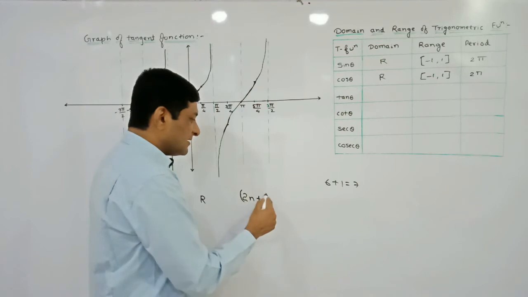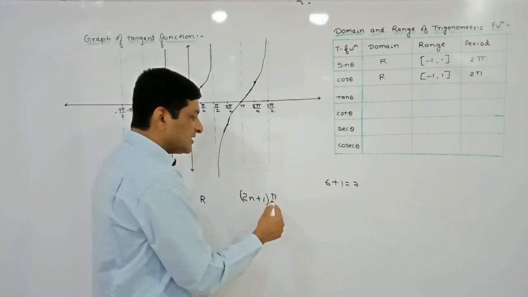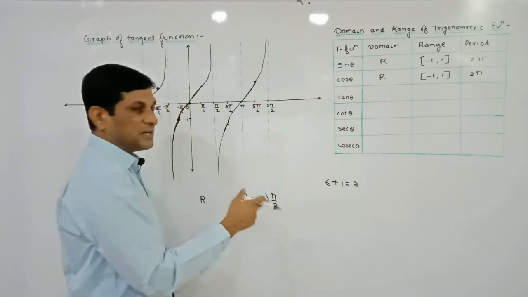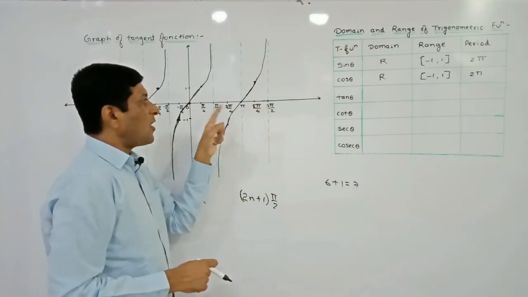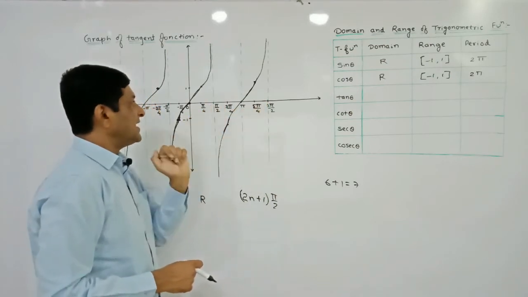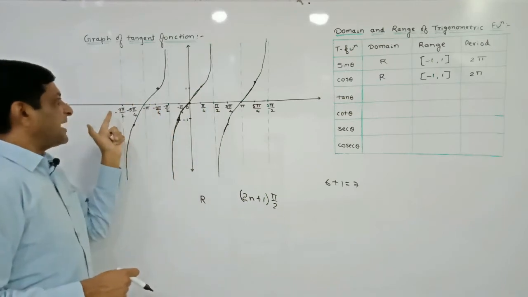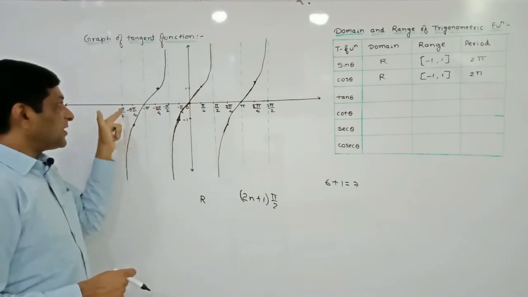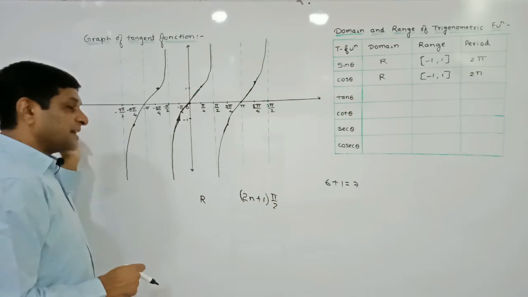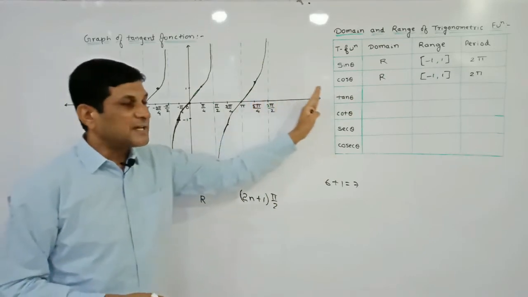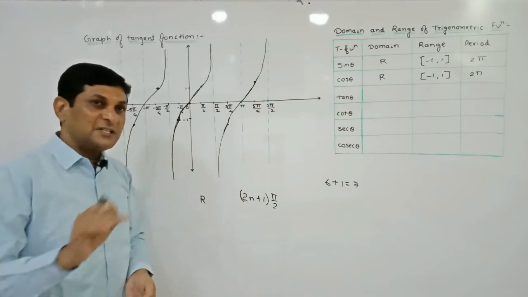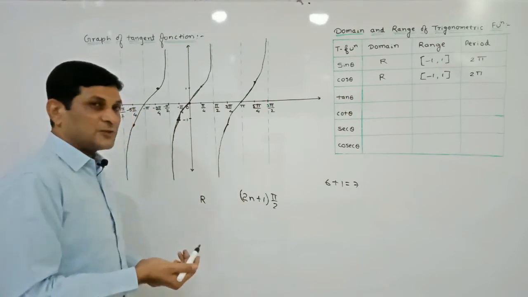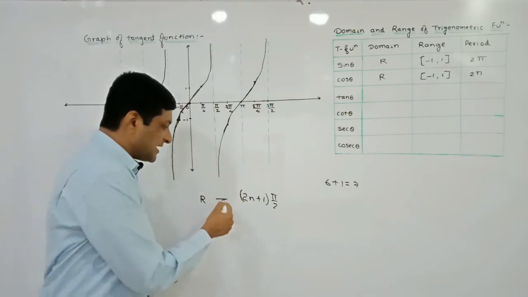And our pi by 2 is nothing but what? Odd multiple of pi by 2. Here the multiple of pi by 2 is what? Odd number. 3, here 1, here -1, here -3 is the multiple of pi by 2. On this side again we will get -5 by 2, on this side we will get +5 by 2. These are odd multiples of pi by 2. At this point the value does not exist, which means here we are taking minus.